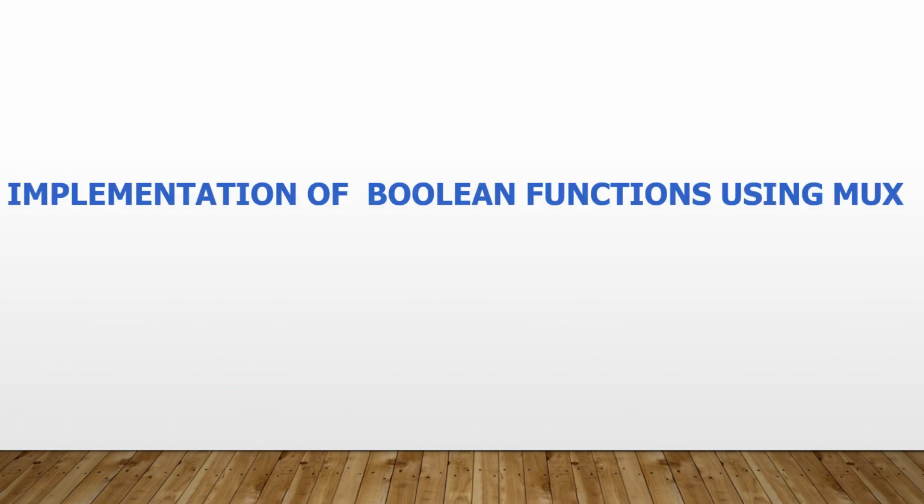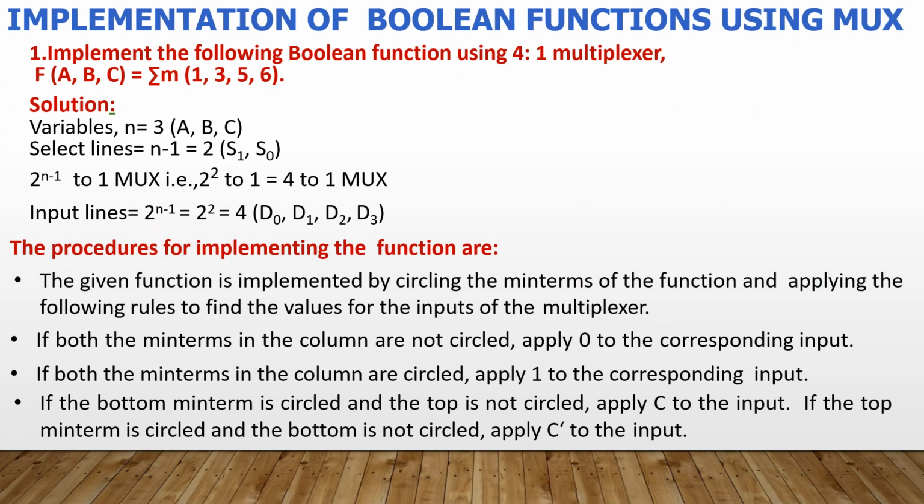So today we are going to discuss implementation of Boolean function using multiplexer circuit. For example, implement the following Boolean function using 4 into 1 multiplexer circuit. In this we are going to consider the variables. n is equal to the number of variables, n is equal to 3, so A, B, C. Selection lines, the formula is n minus 1, so 3 minus 1 is 2. You can just assume the selection lines as S1, S0.